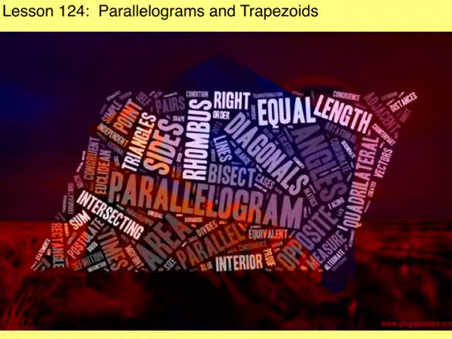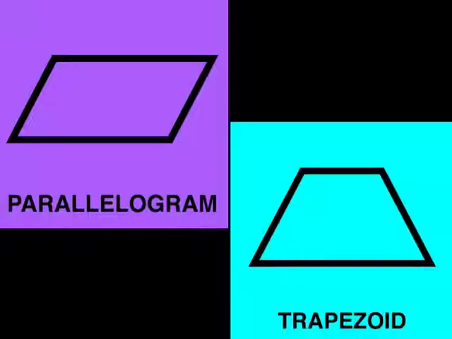This is lesson 124 in Saxon's second edition, Algebra 1/2. And this lesson is parallelograms and trapezoids. Now, in lesson 123, we were introduced to a parallelogram and a trapezoid and what their shapes look like. But let's go a little bit further into detail with these two.